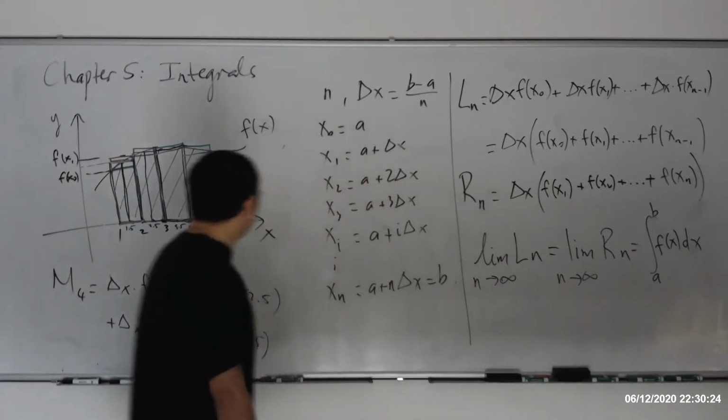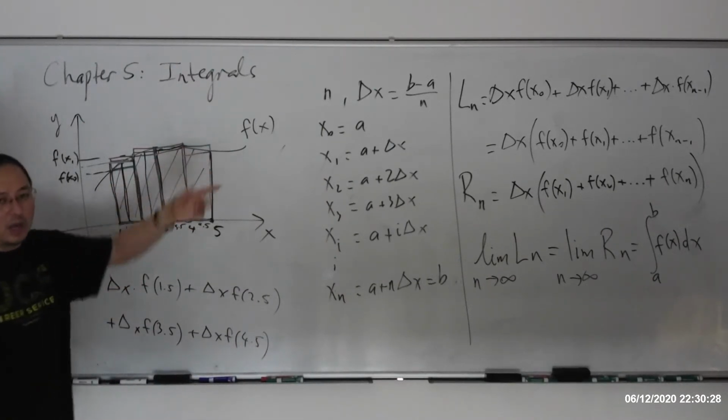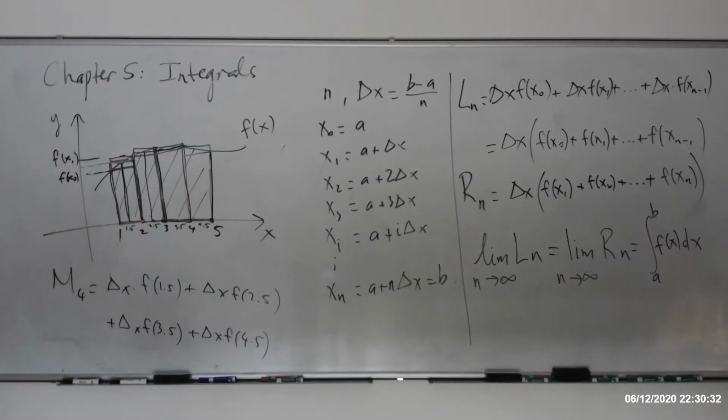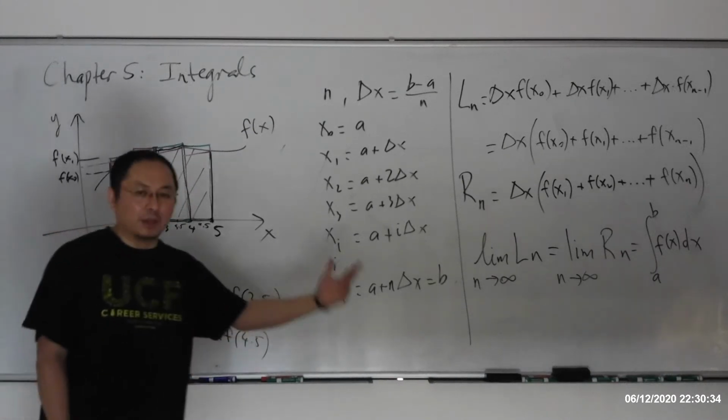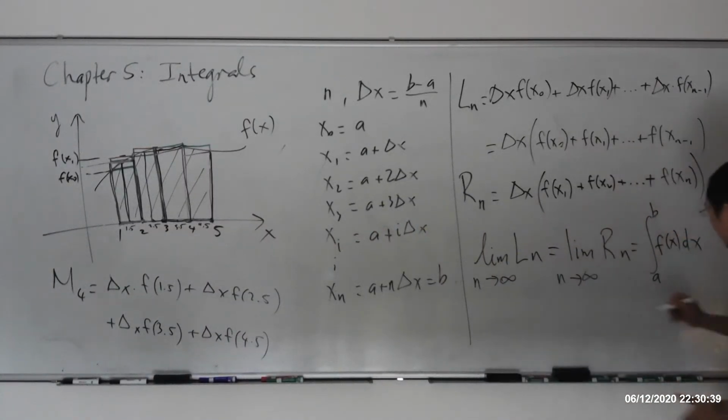And in reality, you don't even need to have delta x with the same width. You can chop it up any way you like with different widths, just simply add all of those areas together, and the answer is take the limit. You have the integral. And this one is called the definite integral.